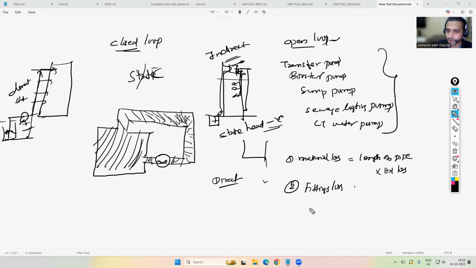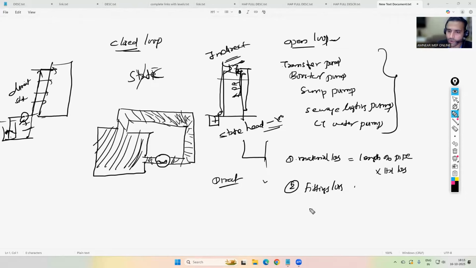Fittings loss value by the help of equivalent length concept. That means each and every fitting we will be converting into the equivalent length. That data is available in every standard. Even IPC is available, UPC is available, NPC is available. Every standard has given it, even British Standard also has given the fittings losses.